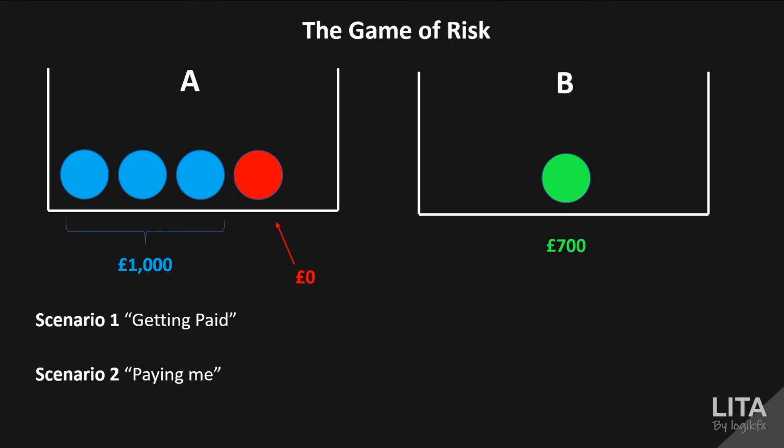Which box do you choose now? Do you change your mind? Grab your pen and paper, write down scenario 2, brackets, paying out or paying me, whichever you like, and underneath write either box A or box B. Give you a few seconds to write that down. Remember, a blue marble, you pay me £1,000. The red marble, you'll pay me nothing. The green marble, you pay me £700 guaranteed.